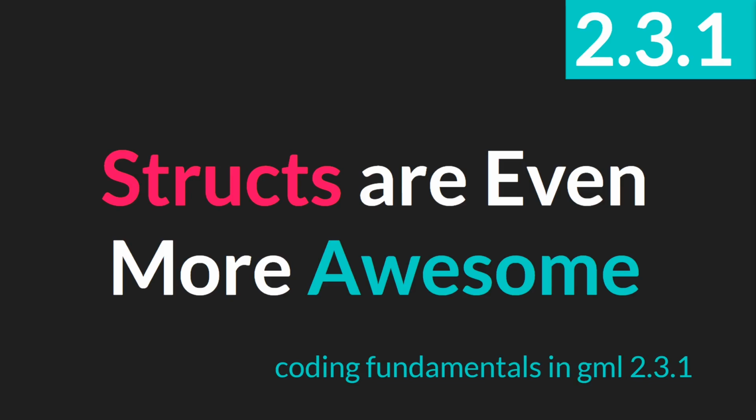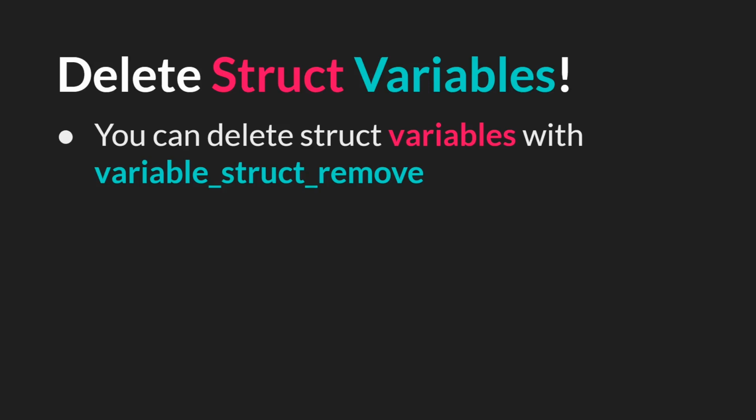In this tutorial, I'm going to be talking about the 2.31 updates to structs, which make them even greater than they already were. So the first key update is that you can now delete struct variables. Prior to 2.31, once you declared a variable inside of a struct, much like a variable inside of an object, there just wasn't a way to remove it. Now you can actually delete struct variables with the function variable_struct_remove. I'll demonstrate this in a moment.